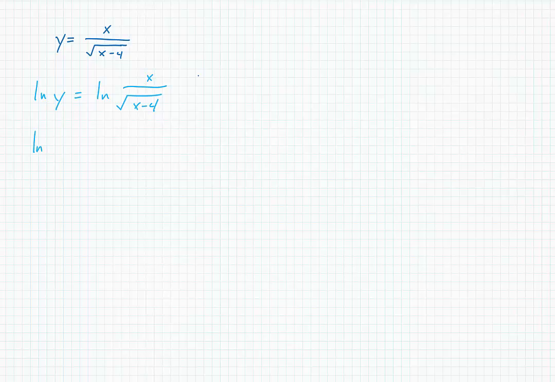So we'll have the natural log of y is equal to the natural log of x minus the natural log of x minus 4 to the 1/2, where I'm rewriting the square root of x minus 4 as x minus 4 to the 1/2. And we can go one step further here. Natural log of y is equal to the natural log of x minus 1/2 times the natural log of x minus 4. Now, we can take derivatives of both sides of this.